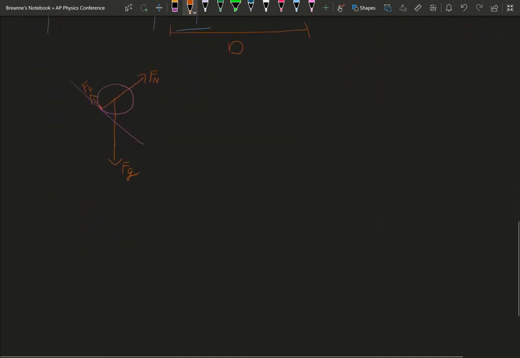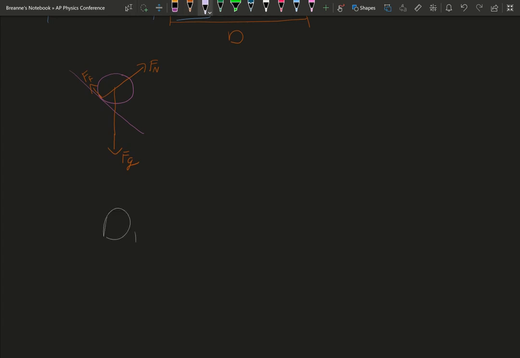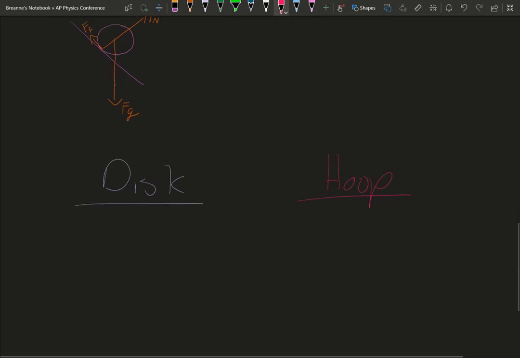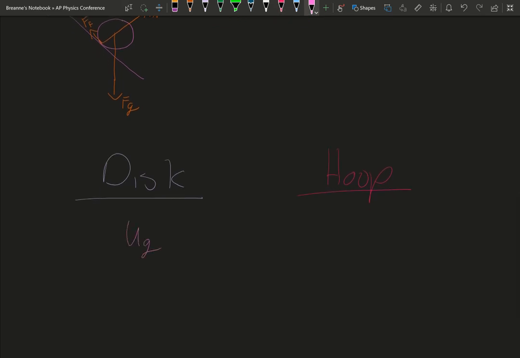So basically, we're comparing disc versus hoop. They both start out with, and we'll do pink for same, the same gravitational. Same height, same gravitational, okay? Now, as they're rolling, I'm going to make this more of an equation. So same gravitational. As it rolls, they're going to end up getting the same kinetic energy.